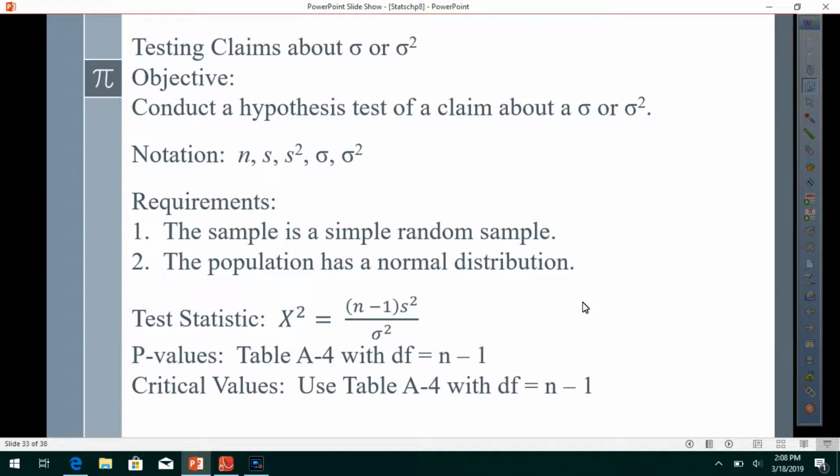Testing claims about standard deviation or variance. Objective, conduct a hypothesis test of a claim about standard deviation or variance. Notation.